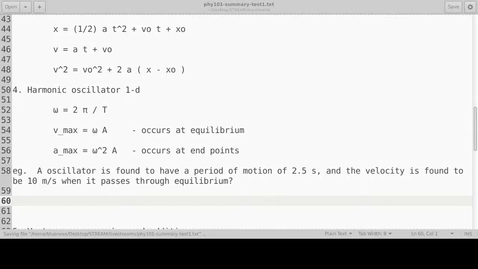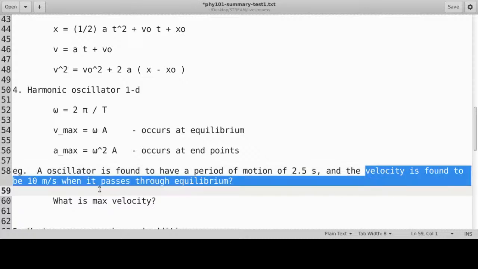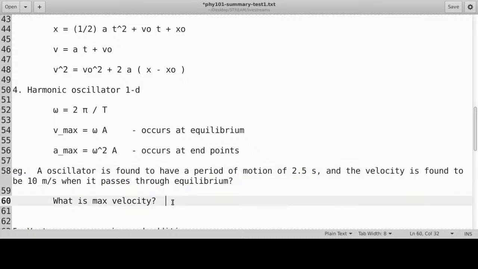All right, so the first question I'm going to ask is what is the maximum velocity? Now if you know the answer, it seems like I just gave it to you, and I did. But the question expects you to know that when an oscillator passes through equilibrium, that's when the velocity is maximum. And so if I say the velocity is found to be 10 meters per second when it passes through equilibrium, the maximum velocity is 10 meters per second. Okay? All right.